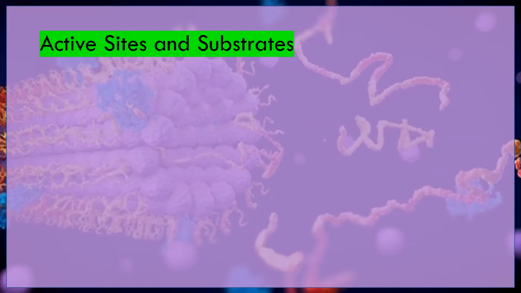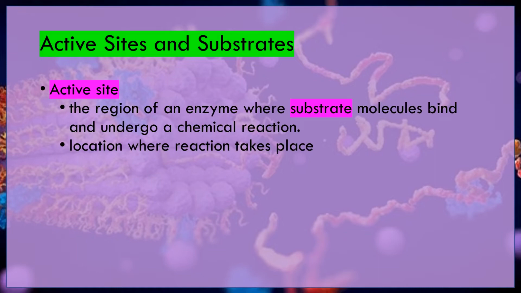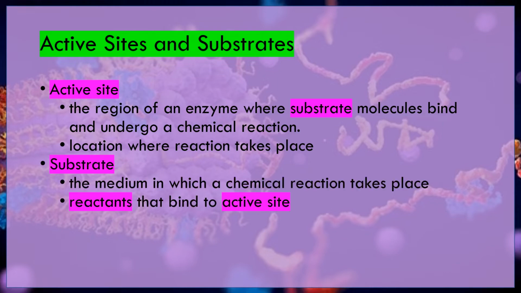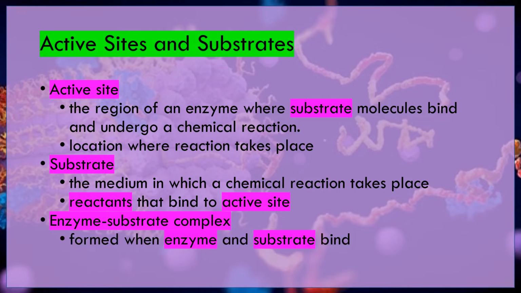And substrates. An active site is the region on an enzyme where a substrate molecule binds and can undergo the chemical reaction. This is also the location where the reaction will take place. The substrate is the medium in which a chemical reaction takes place, the reactants that bind to the active site. And then you have the whole enzyme-substrate complex, which is formed when an enzyme and a substrate bind together.